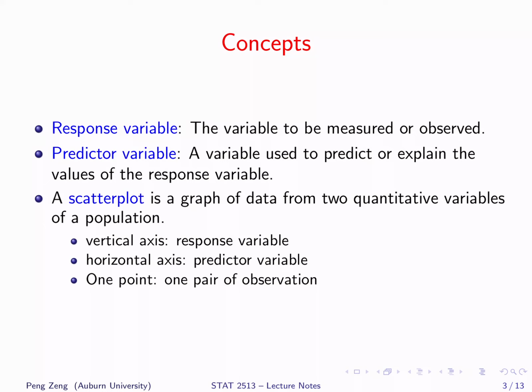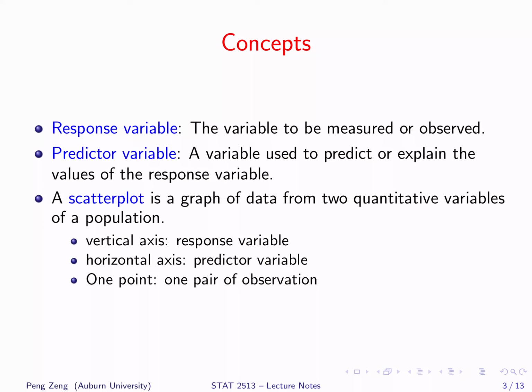A response variable is the variable to be measured or observed, and a predictor variable is a variable used to predict or explain the value of the response variable. In the example we just discussed, the response variable is the price of a car, and the predictor variable is the age of a car. We are mainly interested in the price of a car. The price of a car can be predicted by its age.